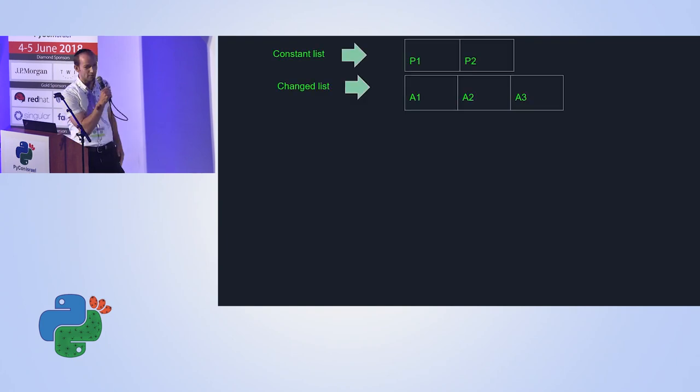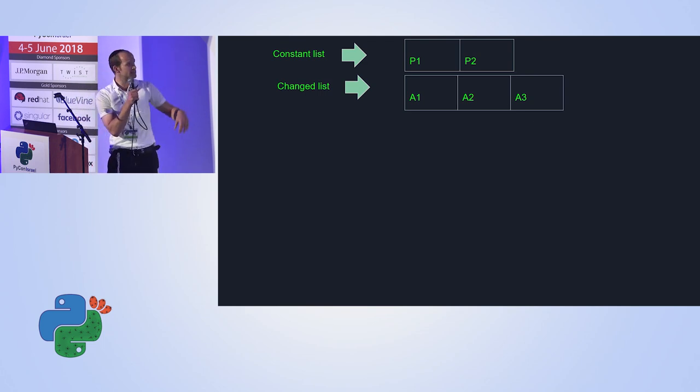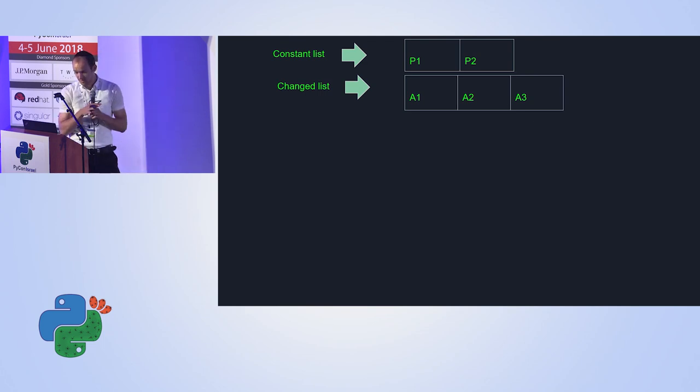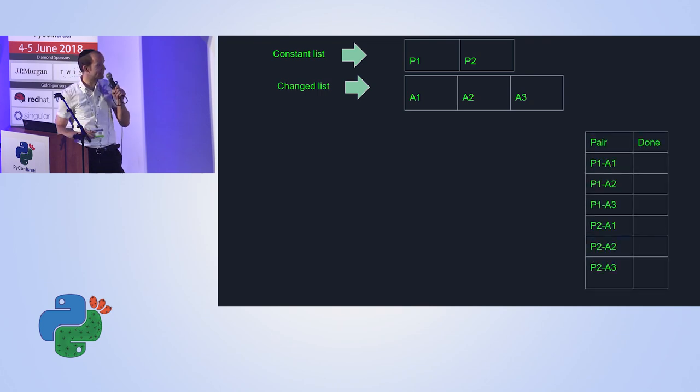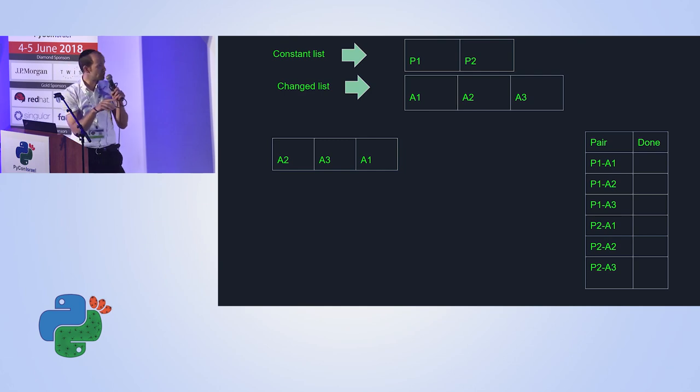We have a very cool equation, with a constant list and a change list. The constant list is always the list with the lowest number, and the change list is the other list. We start testing. I made a table of all the combinations that can run, and then when we start, we switch the change list. We take the first and move it to the last.